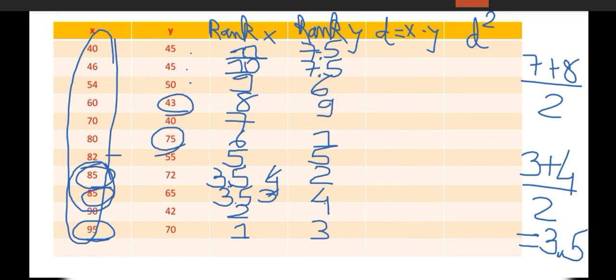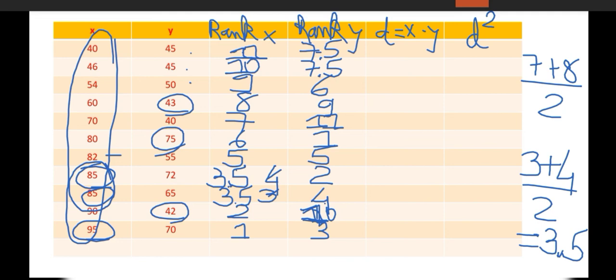Now I have to assign rank 9. So the next value is 43, which will be rank 9. Then the next value is 42. I'm giving it rank 10. And finally the last value, 40, will be rank 11.